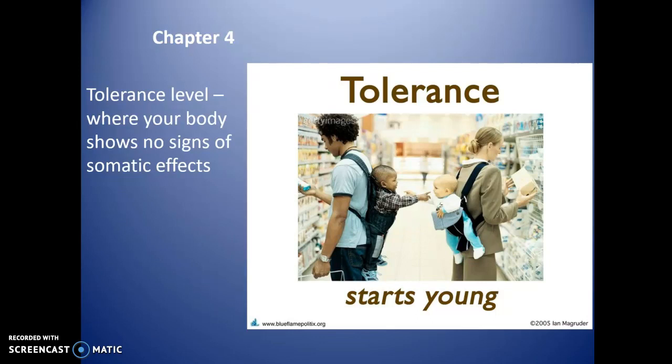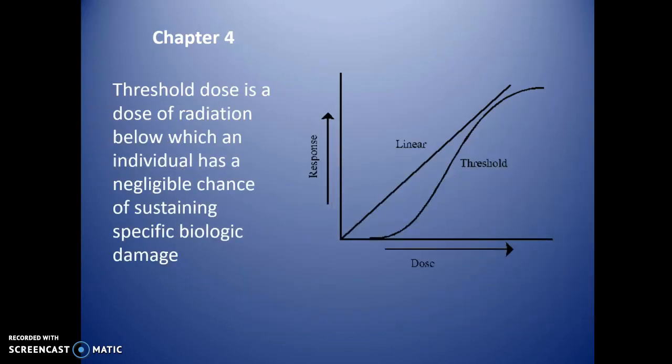Tolerance level, this is where your body shows no signs of somatic effects. So everyone has a tolerance where you're not going to see any effects within the body, but that tolerance dose can quickly be run over if the radiation is high enough.